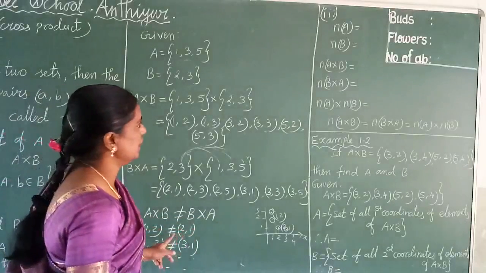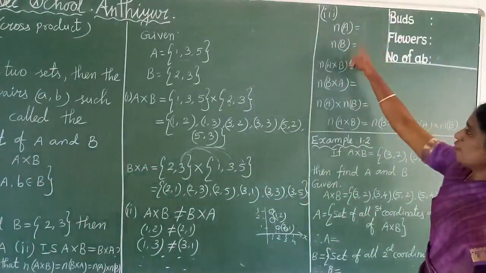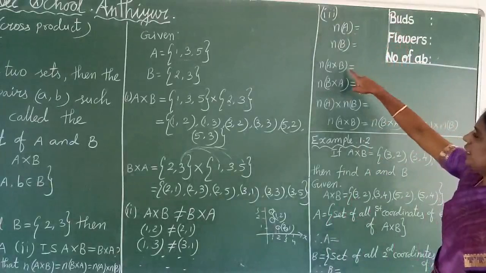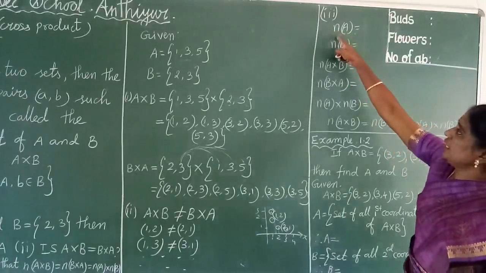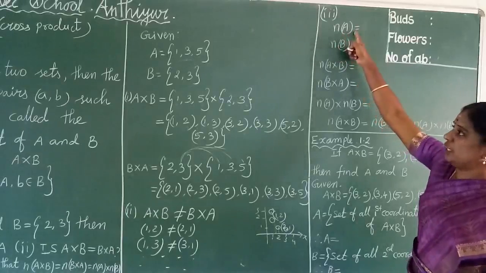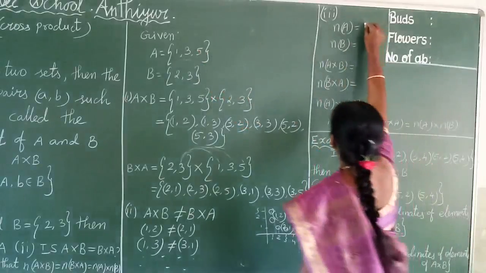So next, third option: n of A into n of B is equal to n of A cross B, equal to n of B cross A. These three you want to check. So before that, you want to find n of A. n of A means cardinality of A. So A, how many elements? 1, 2, 3 elements. So 3.